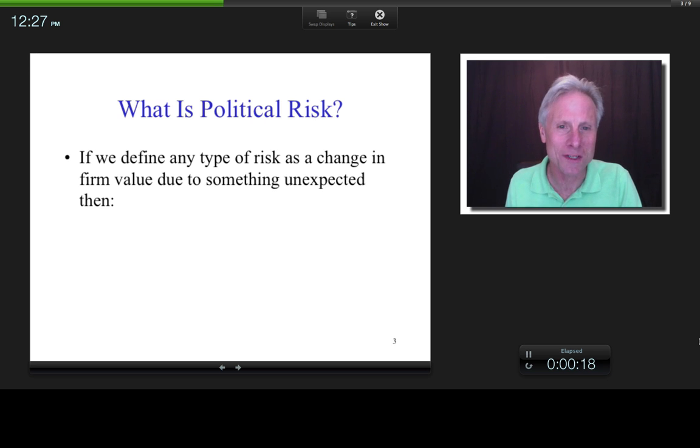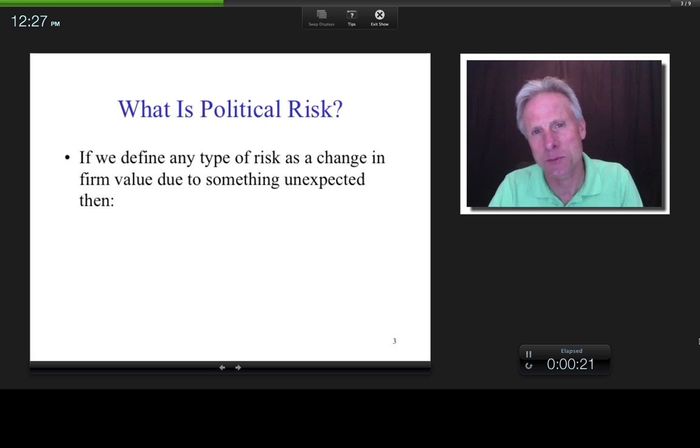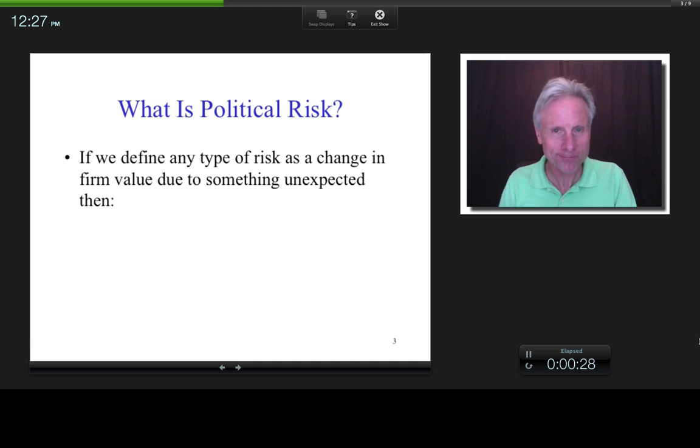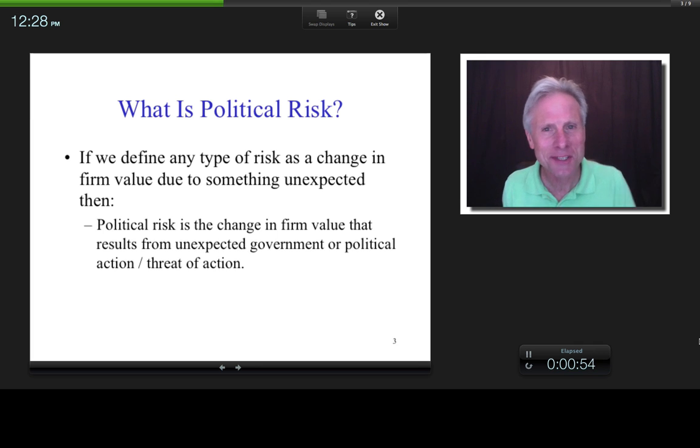So when you think about risk, do you think about the expected or the unexpected? Well, presumably the unexpected, right? So for example, for me, there is zero risk that the sun will not rise tomorrow morning. Why? Because every single morning of my life, it has risen, right? So nothing unexpected has ever happened when it comes to the sun rising. So when you think of risk, presumably you would associate it with the unexpected. And so we could define political risk as basically a change in firm value because of any unexpected government or political action, or for that matter, even threat of action.